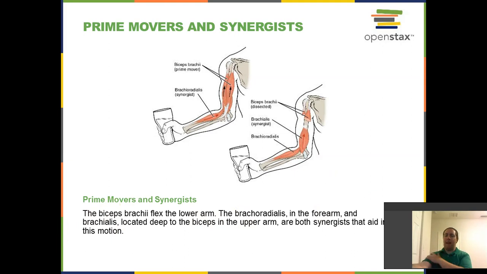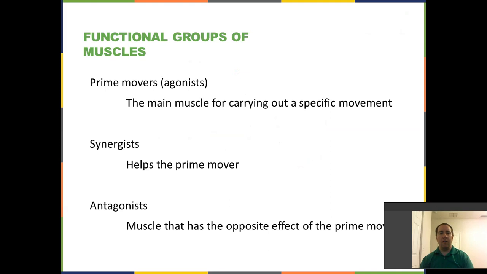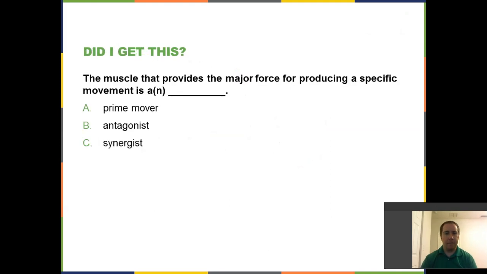However, the dominant muscle here is the bicep. So the bicep is the agonist. The other two are synergists. And so that's what we just talked about. The answer to this one is the prime mover or the agonist.